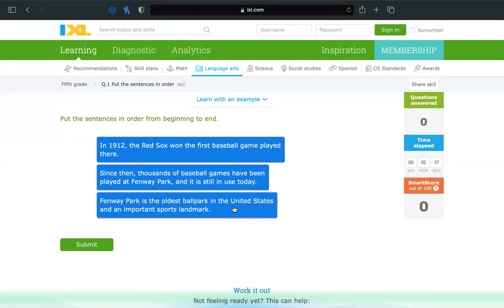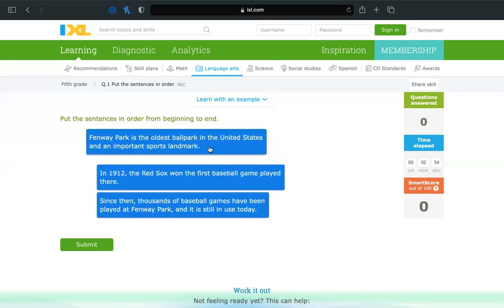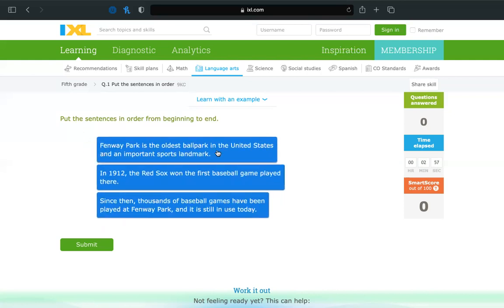The sentence that best introduces us is this last one, because as we can see, it says Fenway Park is the oldest ballpark in the United States and an important sports landmark. So this sentence is introducing the park and getting us ready for what's to come. So we're going to go ahead and drag this one up here first.